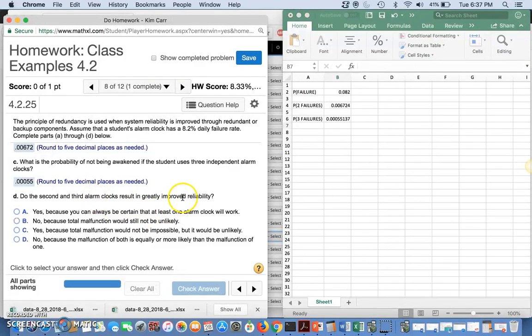Okay, do the second and third alarm clocks result in a greatly improved reliability? Well, you've got a little over an 8. Here you've got about 1%. And with 3, you've got just a very small fractional percent. So yes, because you can always be certain that at least one will work. No, there's always the possibility that they could all fail. Yes, because the total malfunction would not be impossible, but it would be unlikely. That is your best answer.